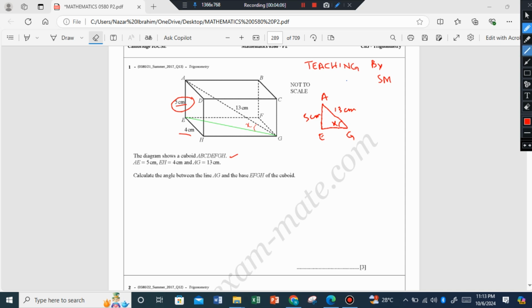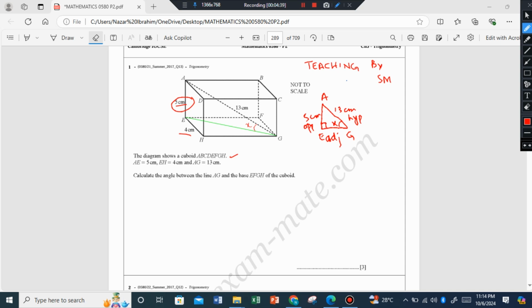Now I will apply a trigonometric ratio. The side opposite to the angle is called opposite, and the side which is opposite to 90 degree, that is this side, which is 13 centimeter, is called hypotenuse, and this is adjacent.